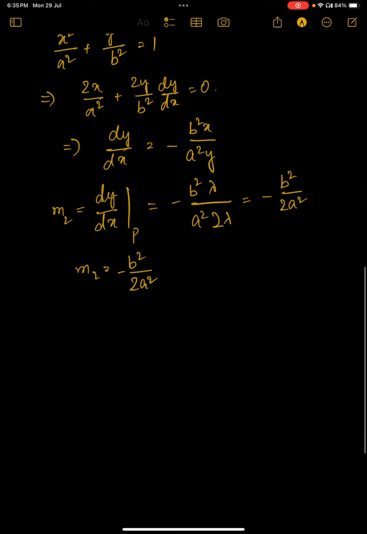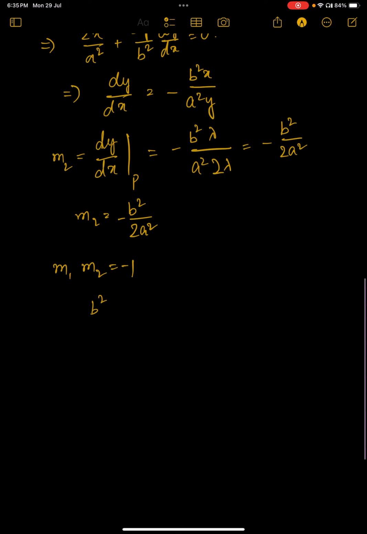And just now I mentioned that if two lines are perpendicular, then the product of their slopes should be equal to minus 1. So what I find is that obviously 1 into minus b squared by 2a squared is equal to minus 1, and this gives me that b is equal to root 2 a.